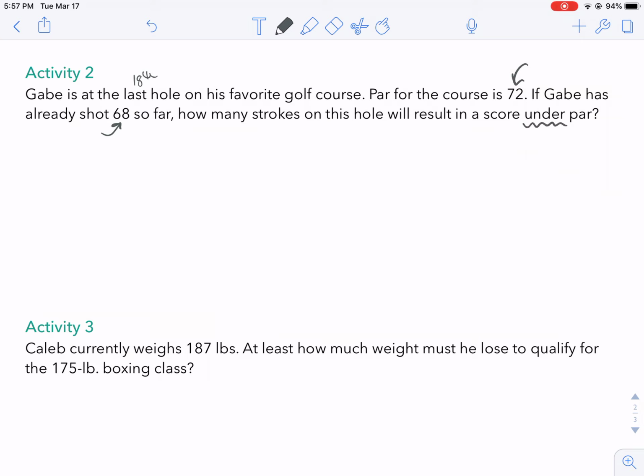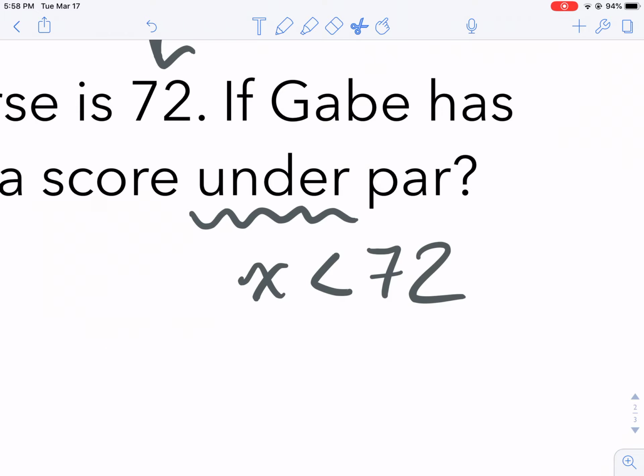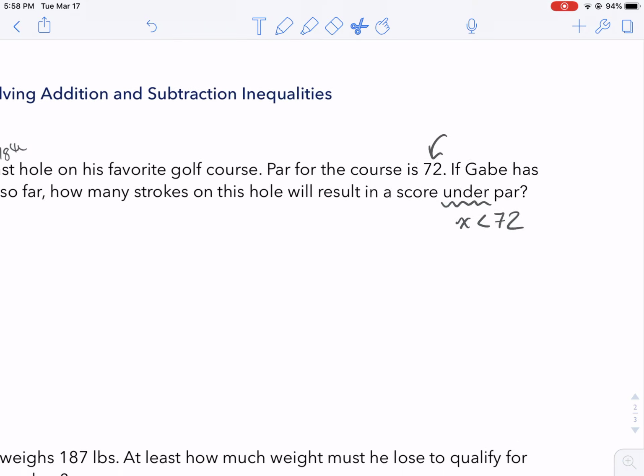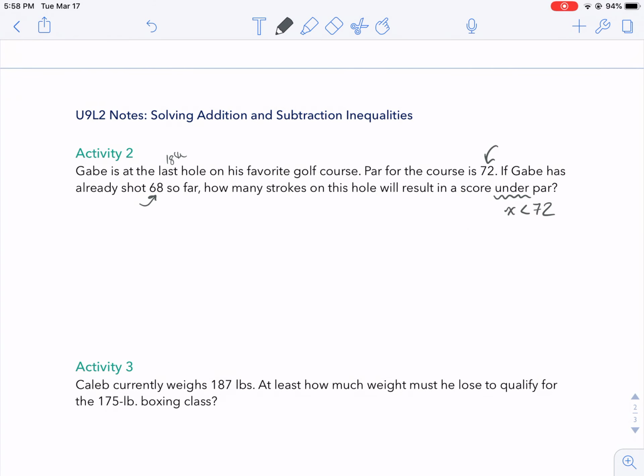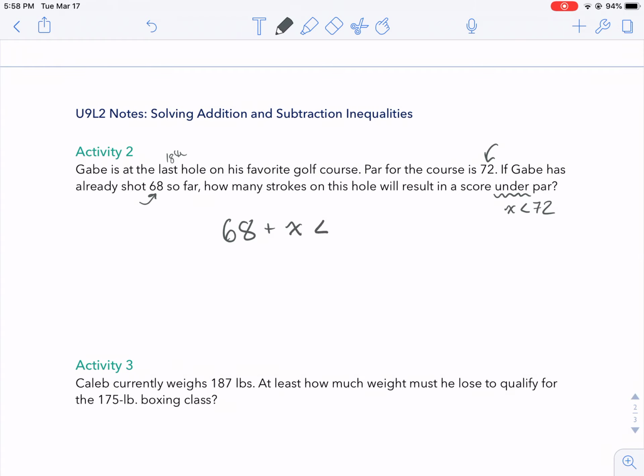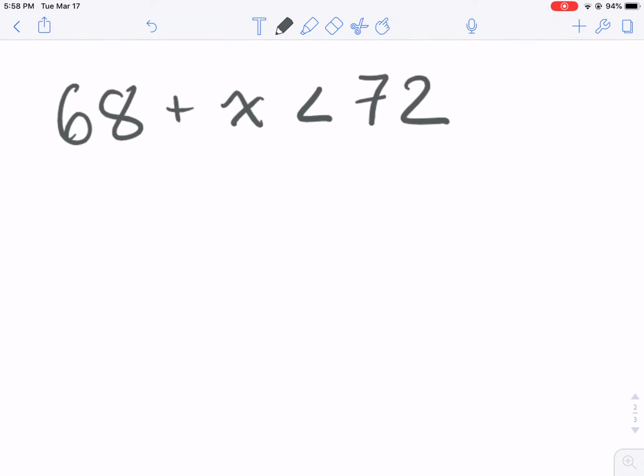Now, under par means that his score, whatever his score is, needs to be less than but not equal to 72. Because if Gabe scores exactly 72, then he hits par. We need something under par, so it's strictly less than 72. Okay, so we know that his total score is going to be 68 plus however much he gets on this hole. Needs to be strictly less than 72. Now that we've got that inequality set up, go ahead and solve it.